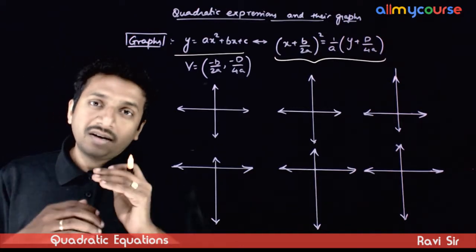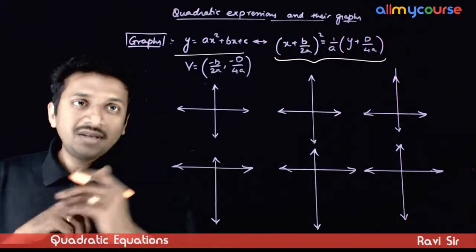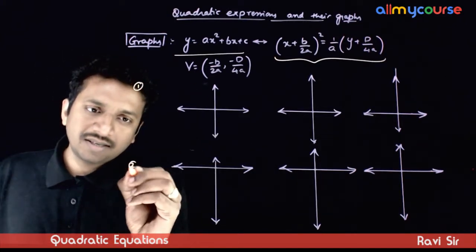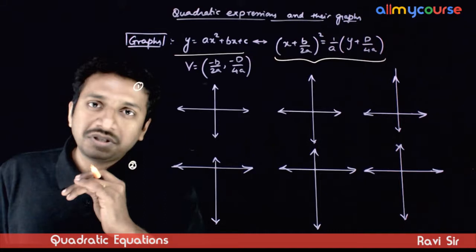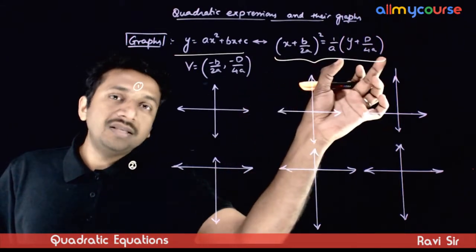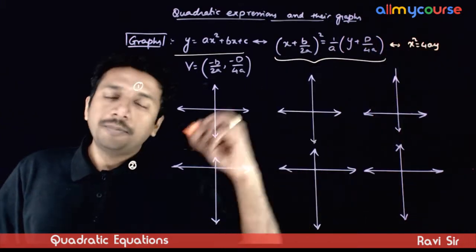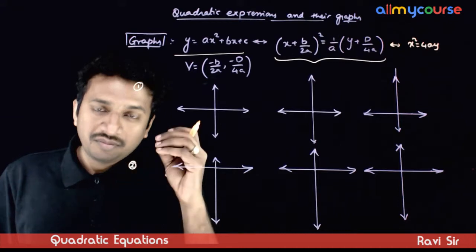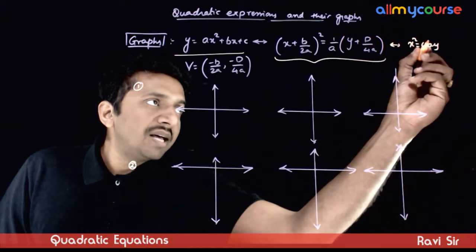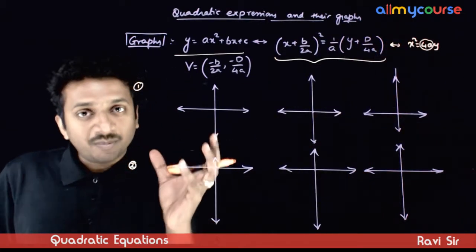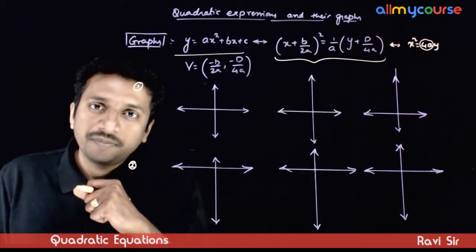Now, there are 6 different cases of graphs which can be divided into 2 sets, the first set and the second set. And the division is according to the leading coefficient. So as you can see, x square is equal to 4ay. This is of the form x square is equal to 4ay with axis obviously shifted and the vertex obviously shifted. But we know that if this number is positive, then it represents an upward parabola. If this number is negative, it represents a downward parabola.